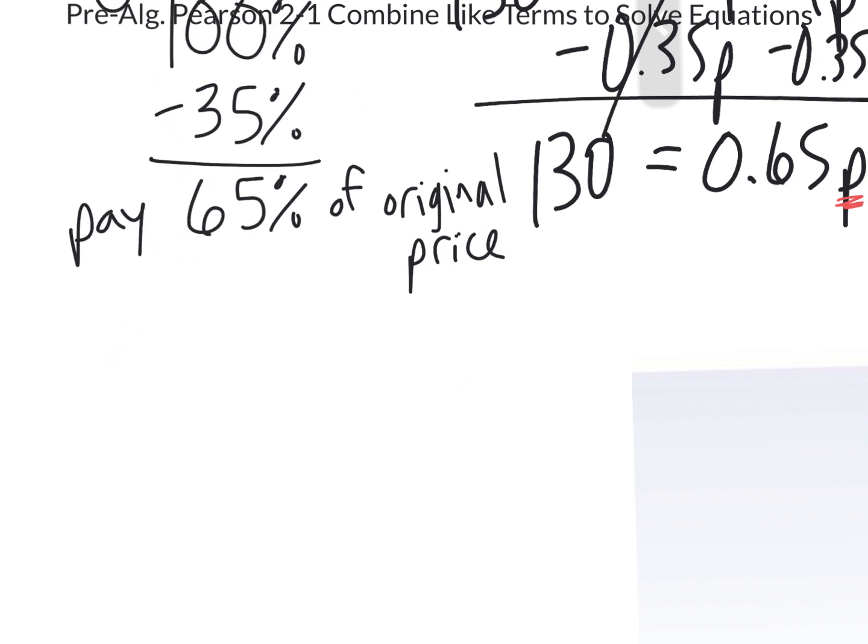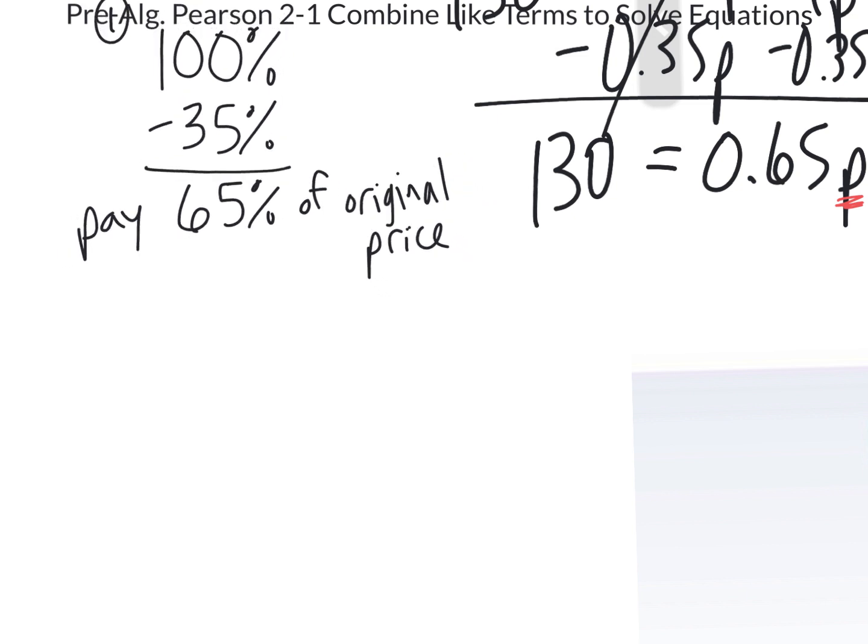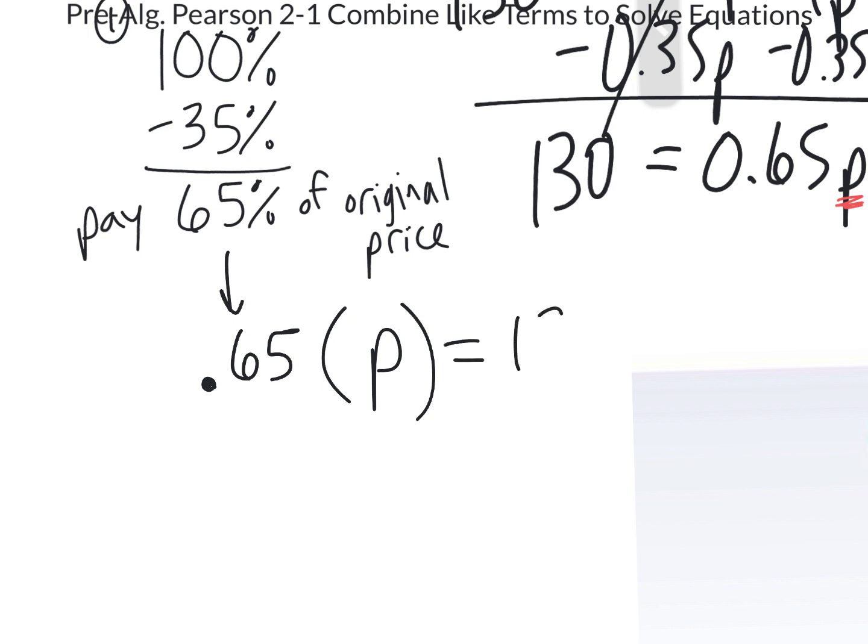So if we're paying 65% of the original price, what we can do is change 65% to a decimal. Of usually means multiply. And we said the original price is what we were trying to find, so that was our variable. So 65% of the original price equals that $130. This would be a different approach you could take rather than doing the bar diagram or thinking it out like the book did. This would be a different way that you could work that out.